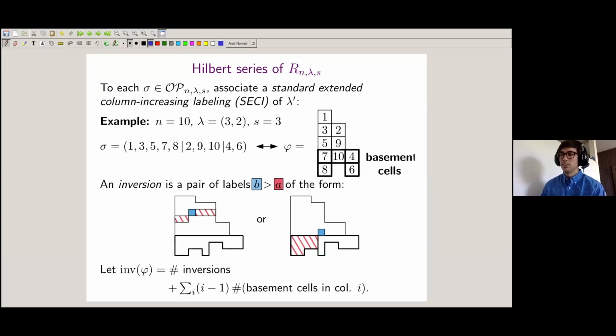And there is a version of inversion for these combinatorial objects. An inversion is a pair of labels, B greater than A, where either you have the same condition as before, which I'll call a type 1 inversion. Or, if B is on the first row, then B can be an inversion with any of the basement cells to the left of it. I'll call this type 2.